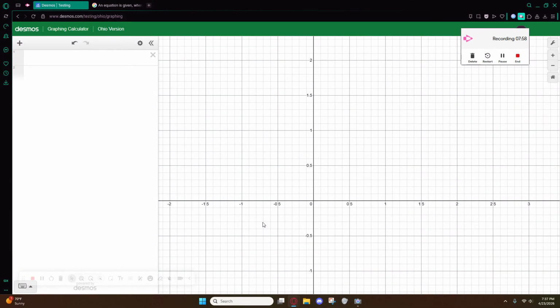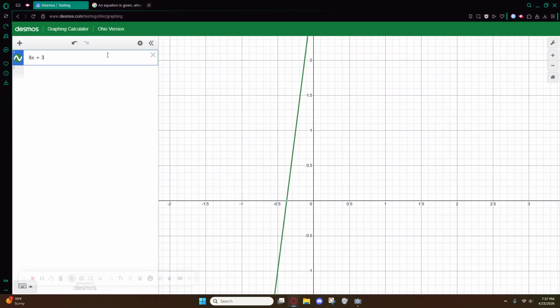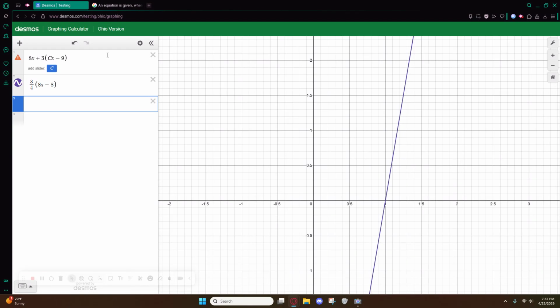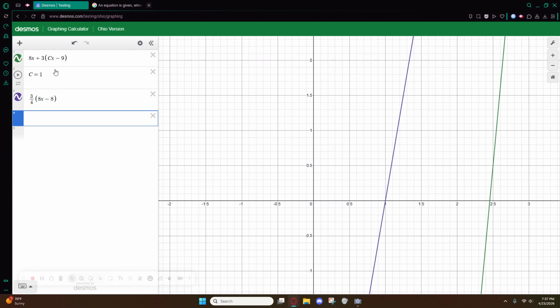You open up Desmos, right? And you put in exactly what you have: 8x plus 3 times cx minus 9. And on the second line, we're going to split it at the equal sign, just like we did last time: 8x minus 8. Now, what you want to do is hit this button for add slider.